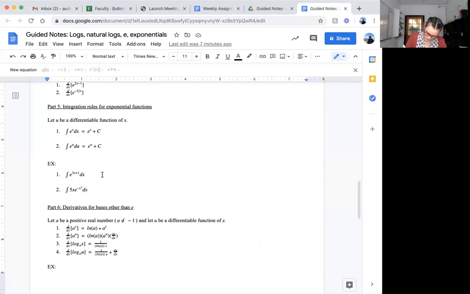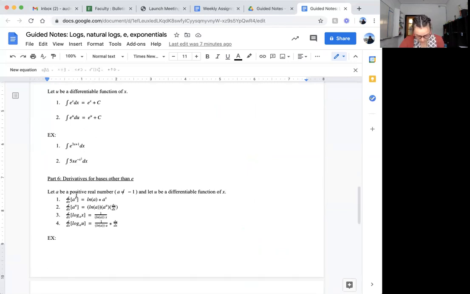Okay. And then derivatives for bases other than e. So this is when we have a to the x, which is just a number, like 2 to the x. And that derivative is going to be natural log of a times a to the x. And then we have a to the u. So that would be if, again, that u represents a function that's anything besides x. So this would be if we had like 2 to the 3x plus 8. That 3x plus 8 is not just an x. So our derivative now becomes ln a times a to the u times du over dx. Du over dx, again, represents the derivative of u.